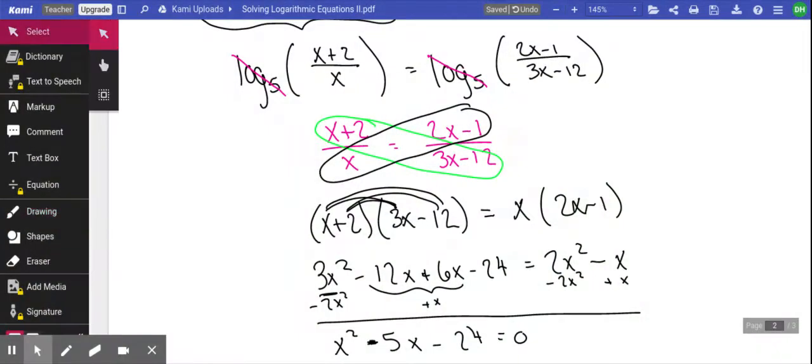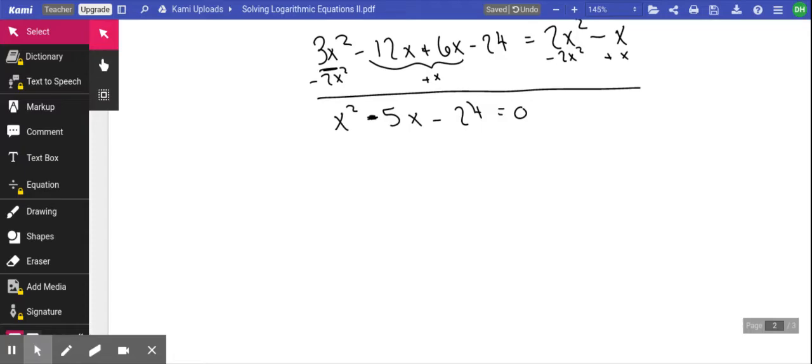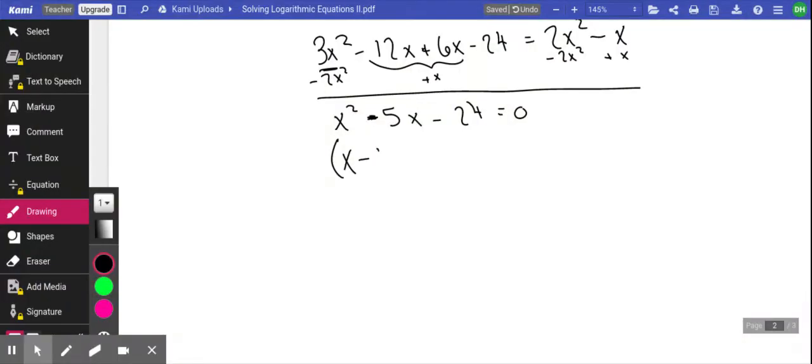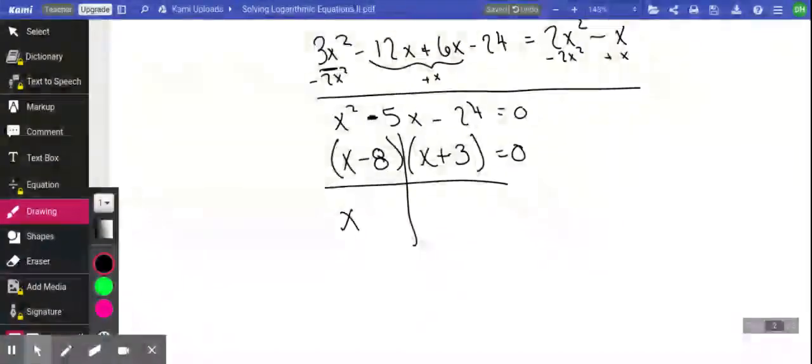And we'll see if we can have any luck factoring here. Looks like negative 8 and positive 3 are going to work real nice. x minus 8, x plus 3. We'll tee that bear up. x equals 8, x equals negative 3.